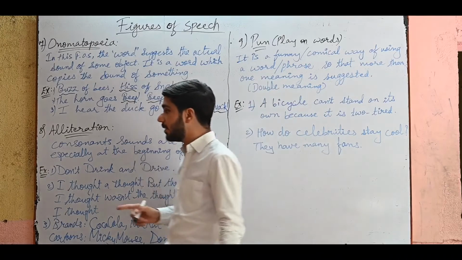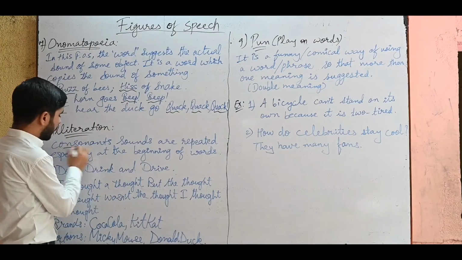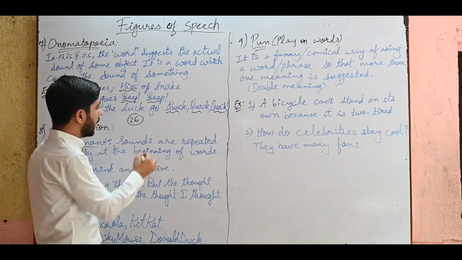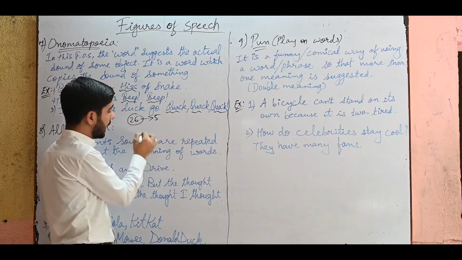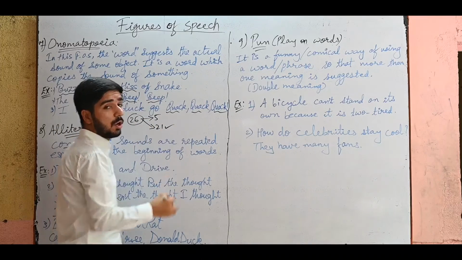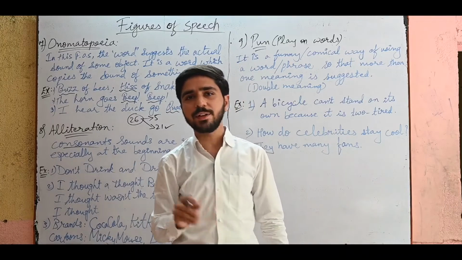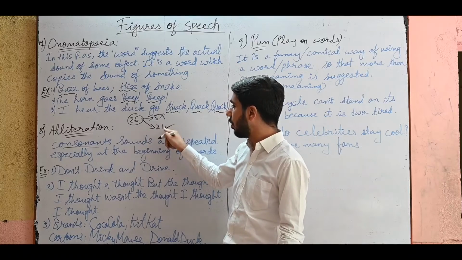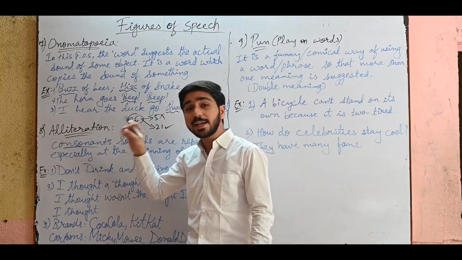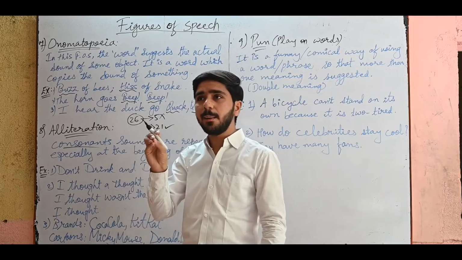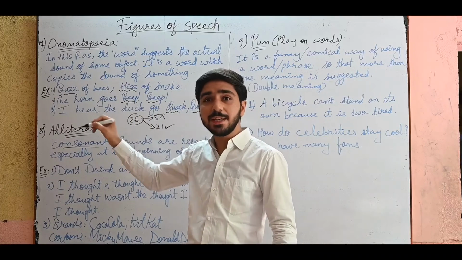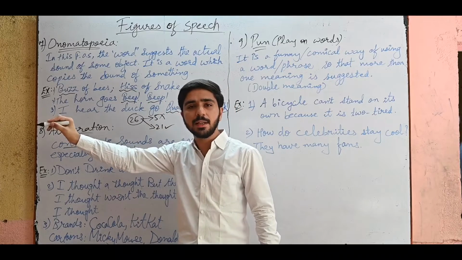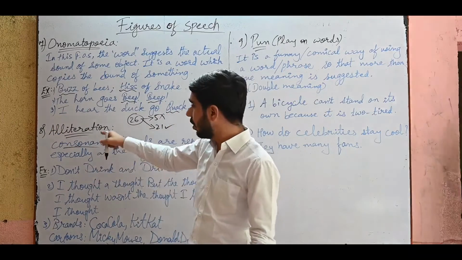Now, for understanding this, I'll just quickly revise what consonants are. See, there are 26 alphabets in ABCD, and out of that, 5 are vowels, and the remaining 21 are consonants, except for A, E, I, O, U. Those 5 are vowels, and all other alphabets except those 5 are called consonants. So those consonants are repeated. For example, if it is B, then the sound of B, B, B is repeated. If it is H, then the sound of H, H, H is repeated in the sentence in the beginning of the word. That is called alliteration.